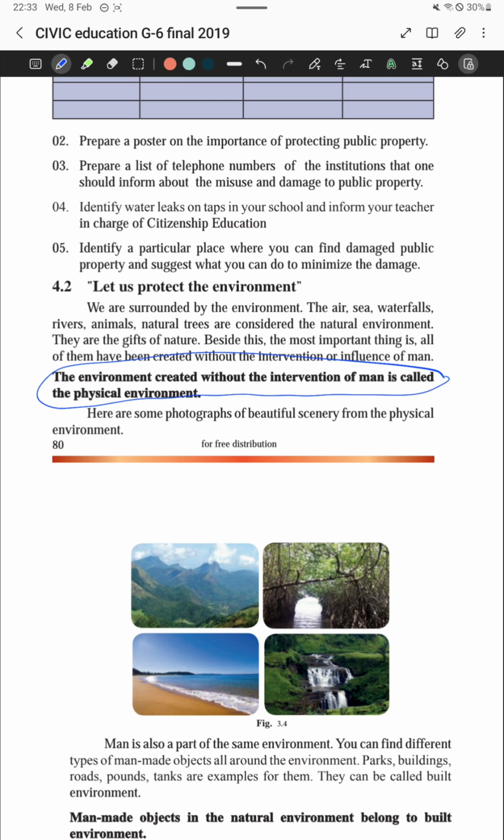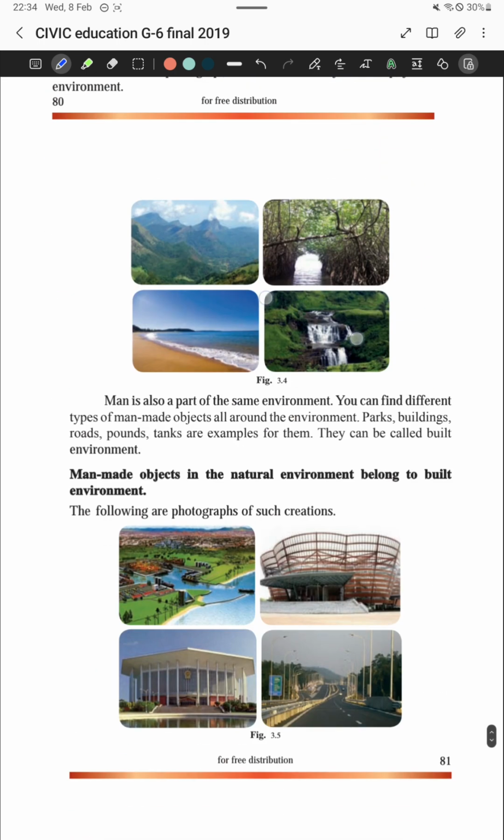Sea, air, waterfalls, rivers, animals, natural reefs, right? These are not the things that we have made. Those have been created naturally without any person. So those are the things that we call the environment. If they have been created by themselves, please don't destroy them yourself, because that does not belong to you. That belongs only to mother nature, right?